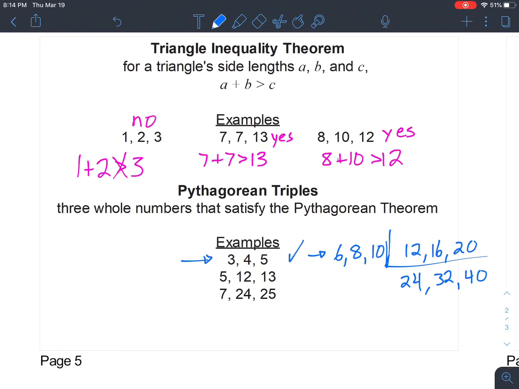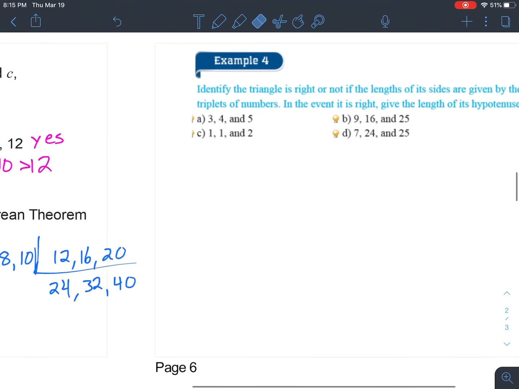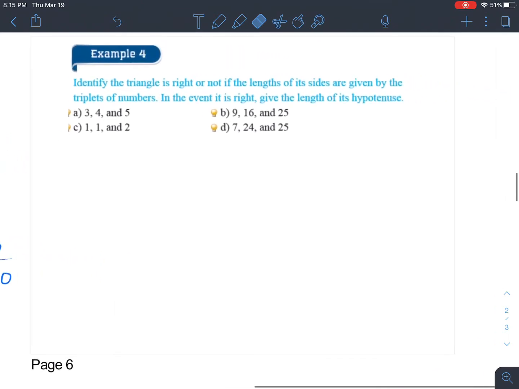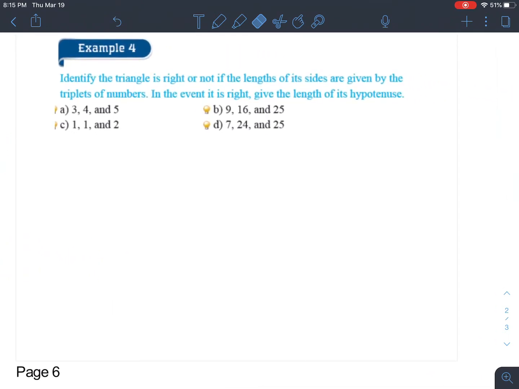Just so you know, the lowest numbers you'll ever see as a Pythagorean triple is the 3, 4, 5. So if you ever happen to see any combination of sides that is not 3, 4, 5, like if they're lower, kind of like this 1, 2, 3, you should automatically know that can't be a right triangle.